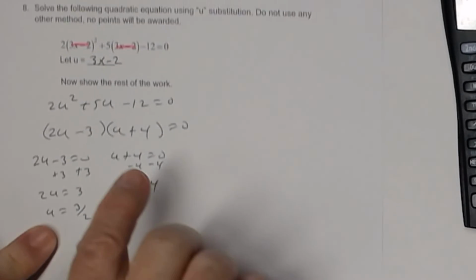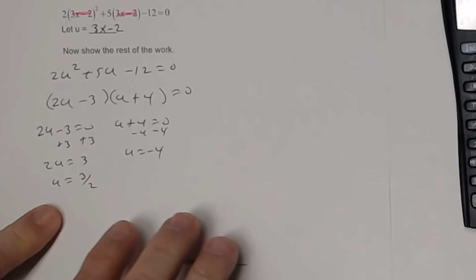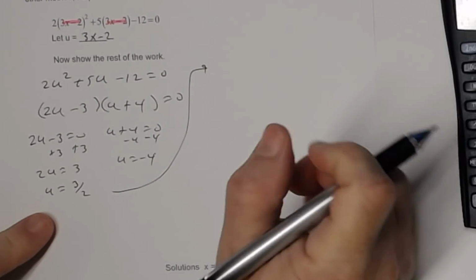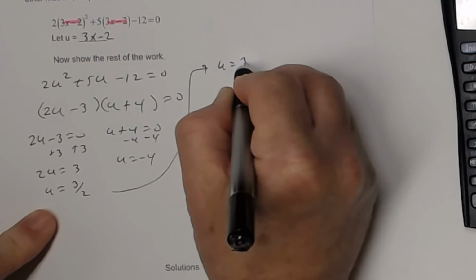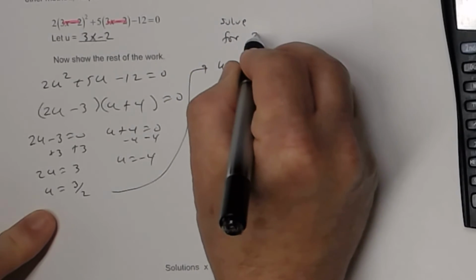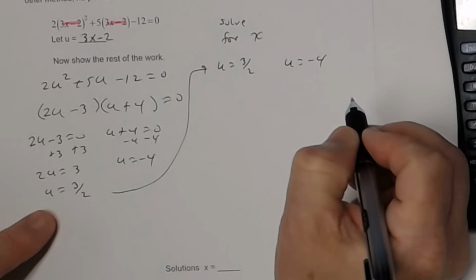I want to solve for x, right? My original equation had x in it, so I have to solve for x. So now what you have to do is go off to the side and show the work. You have to figure out what x is. I know that u is equal to 3 halves. Now we have to solve for x. I know that u equals 3 halves and that u equals negative 4.